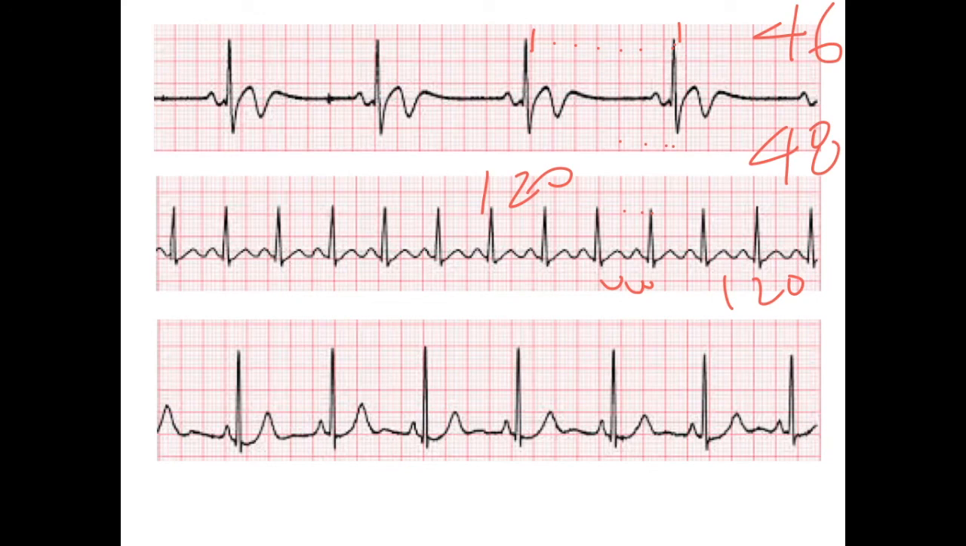One last example. So between these two QRSs, I have 1, 2, 3, almost 4 large boxes. So 300 divided by 4 would give me 75. If I wanted to do it the other way, it would be 0.2, 0.4, 0.6, 0.8, then it would be 60 divided by 0.8, which gives me 75. So you'll be able to determine a patient's heart rate by just doing this calculation.